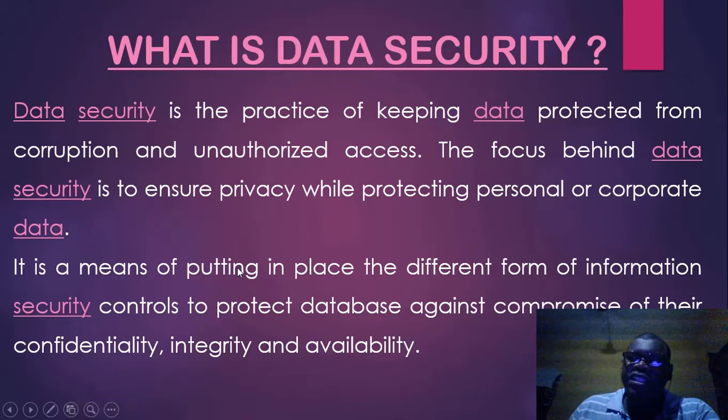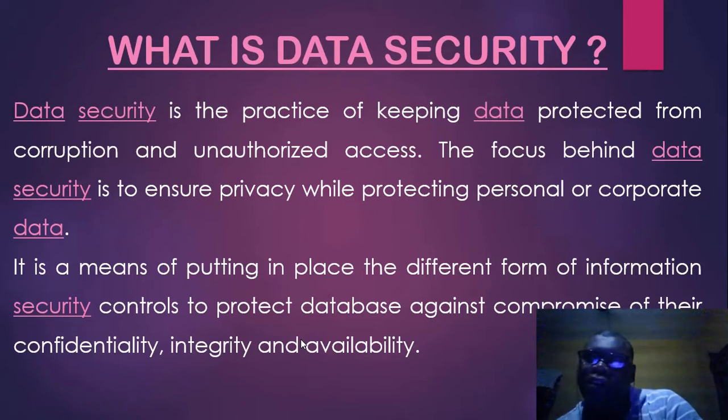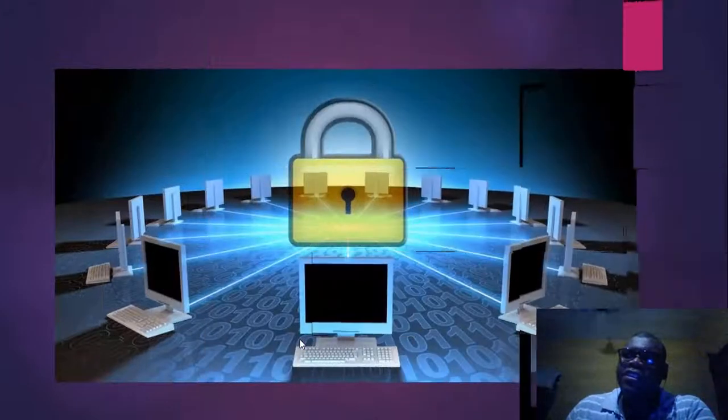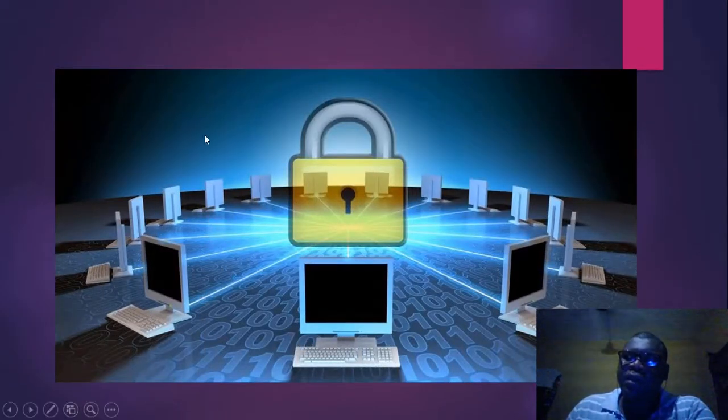It is a means of putting in place security controls for the different forms of information. Data security controls protect the database against compromise, and make sure that it has integrity, it is always available, and the confidentiality rate is very high. So that's the meaning of data security. This is another picture that shows what we're talking about. All the information on the computers here is secured.